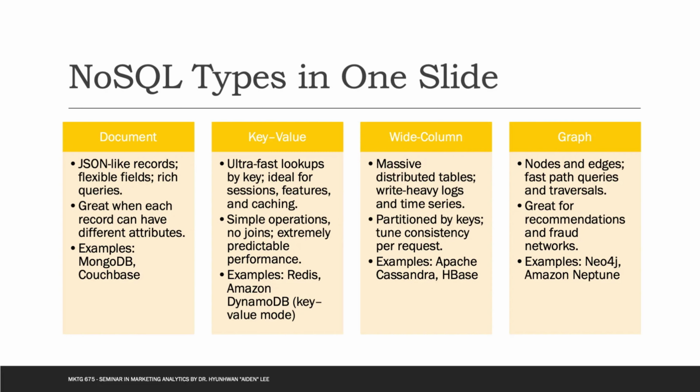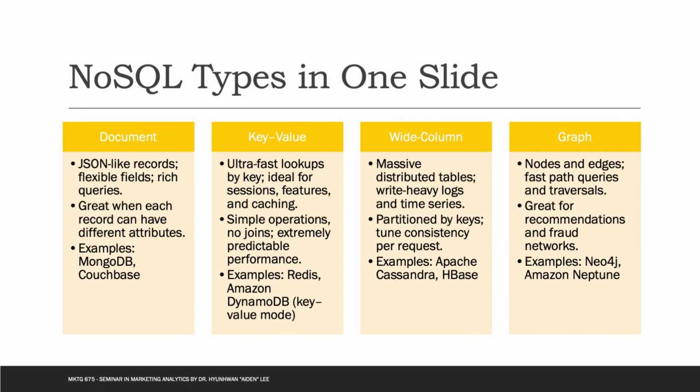Third, wide column stores. Use these for very large write and read workloads with predictable access patterns, such as event streams or time series. Data is partitioned by keys across many machines. Many systems let you tune read and write consistency per request. Examples include Apache Cassandra and HBase.